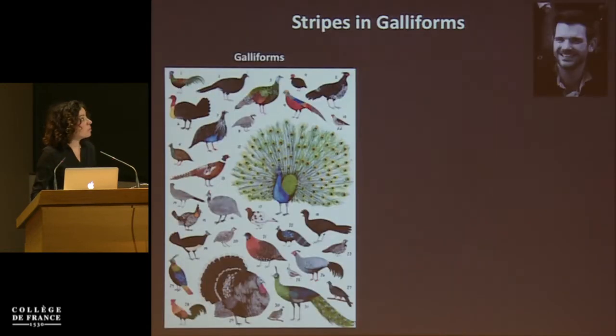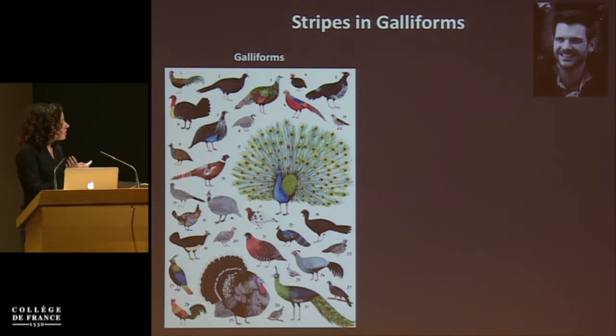So I will talk about the work of Nicolas Hoppé, who joined as a postdoc about 3 years ago in the lab. And Nicolas has been interested in the striping pattern that we can observe in a group of birds called the galliforms, which you can see here. These are pretty much what we call poultry, so fowl and game birds.